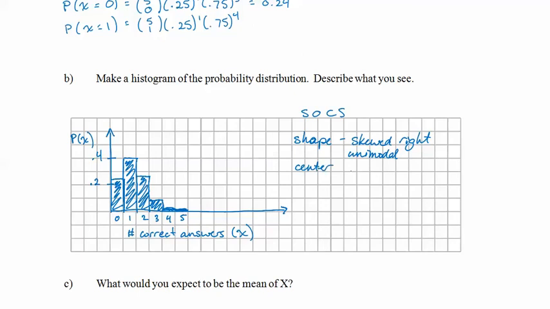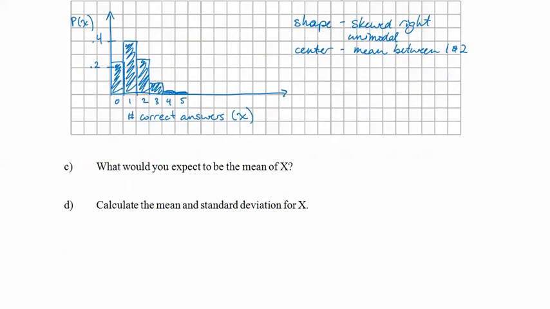And center, the mean is between 1 and 2. And so what would we expect the mean of x to be? Well, we would have the probability of each one being successful is 0.25, and we have 5 trials, so we would get 1.25. And so we would expect our answer to be about 1.25.